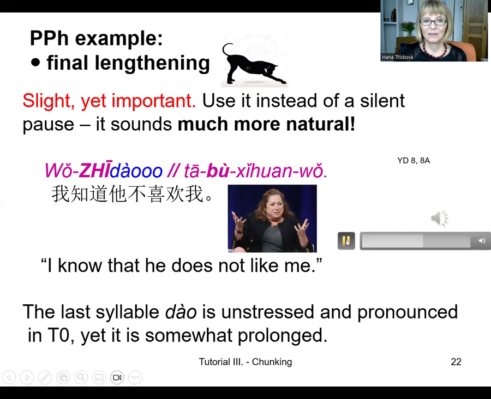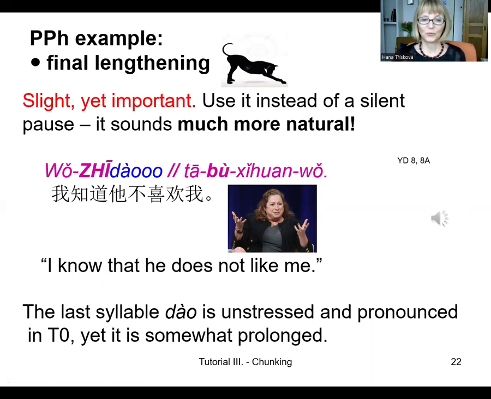我知道他不喜欢我。 Once more. 我知道他不喜欢我。 So the last syllable of the first prosodic phrase, this dao, is unstressed and it's pronounced in the neutral tone, but it is prolonged.